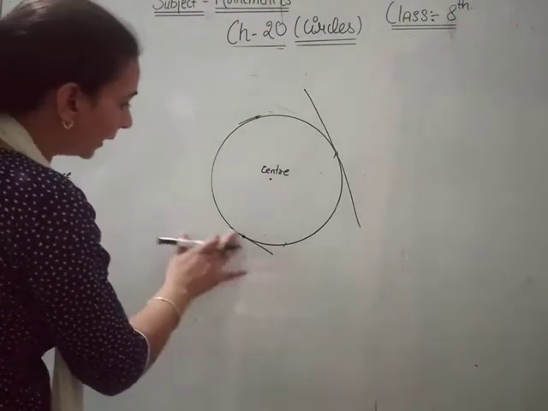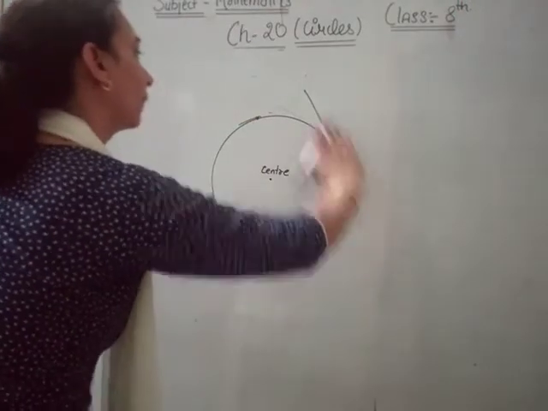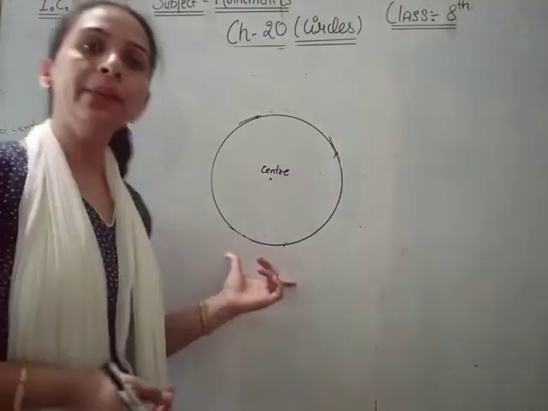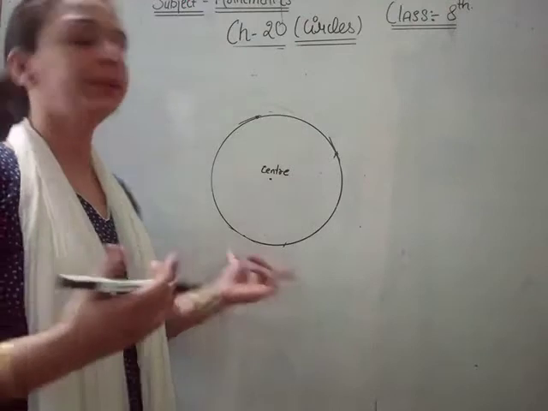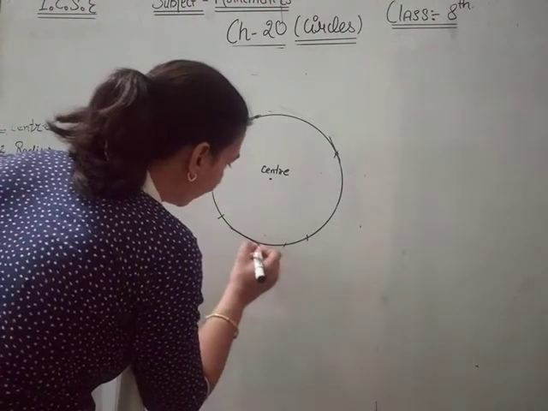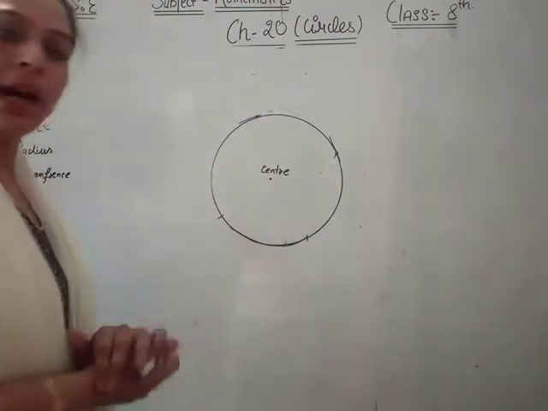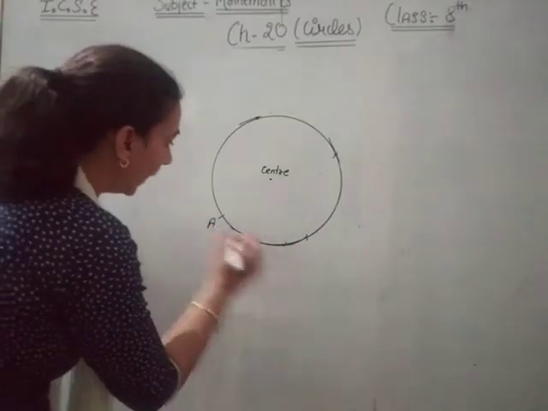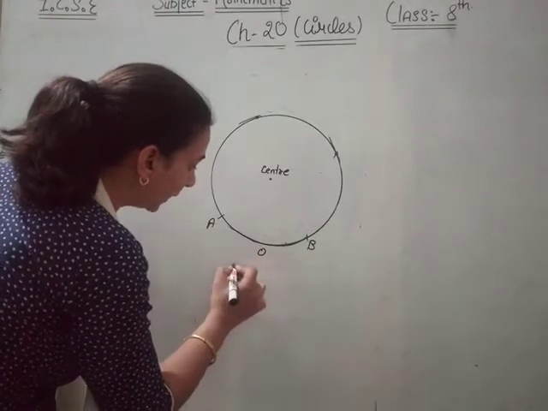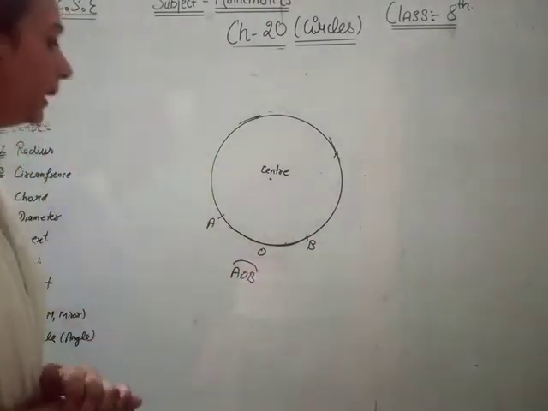Next is arc. Any portion, any part of the circumference. Let this be the part. This is a part of a circle, then this is an arc. If we take these points A and B, then AOB is an arc.